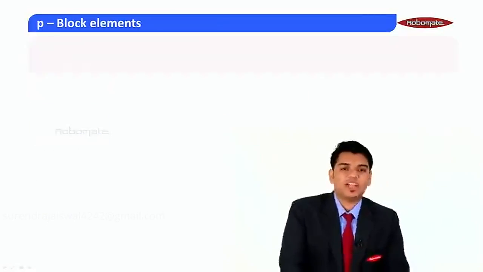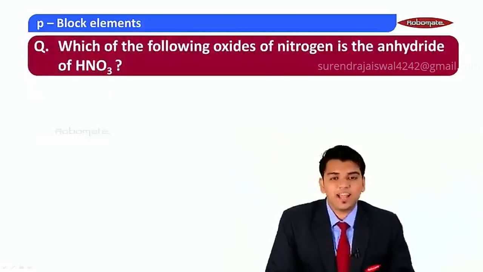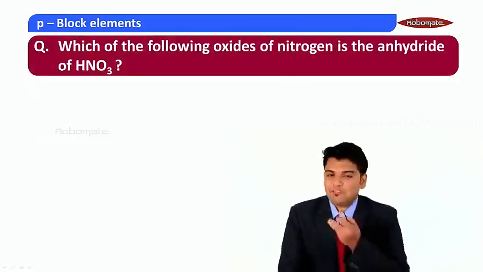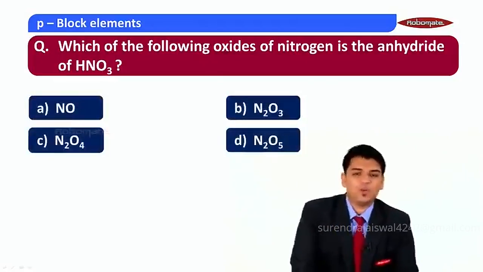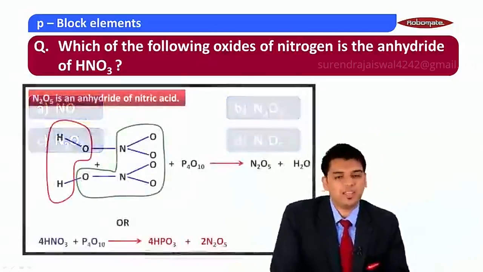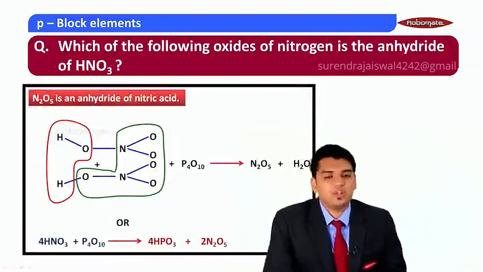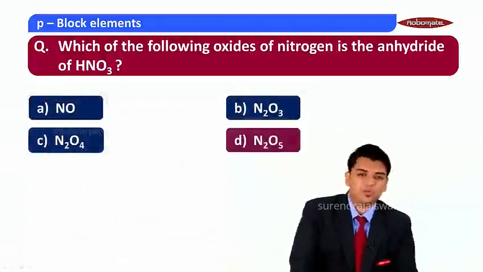The second question that we have is, which one of the following oxides of nitrogen is the anhydride of HNO3? We have just learned this, we have just seen this. NO, N2O3, N2O4, N2O5. Just for our memory's sake, let us have a look at this. And we know the answer, that it is N2O5. So the correct answer is option D, N2O5.